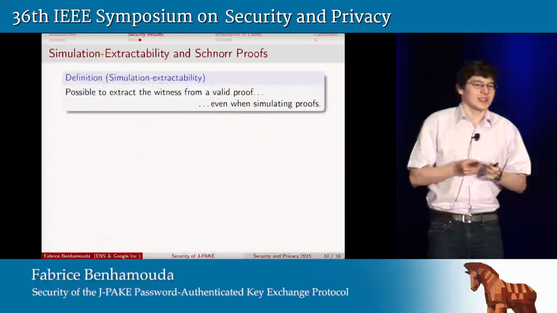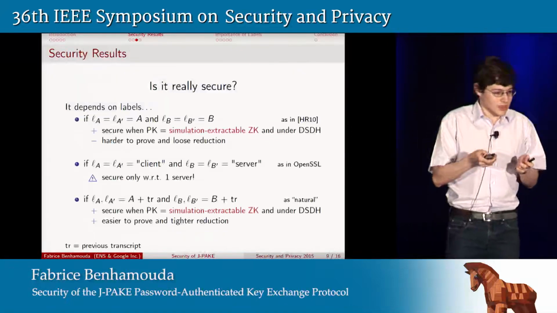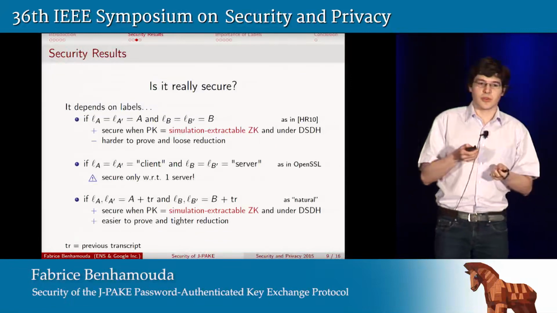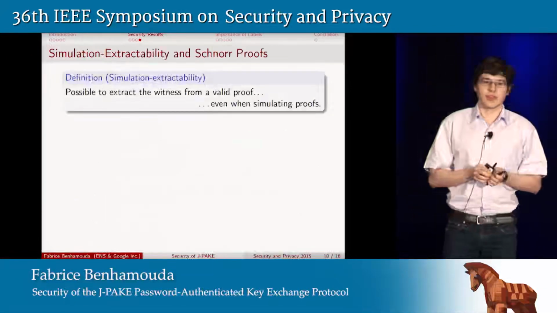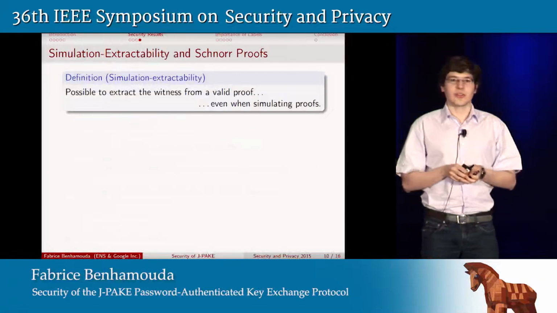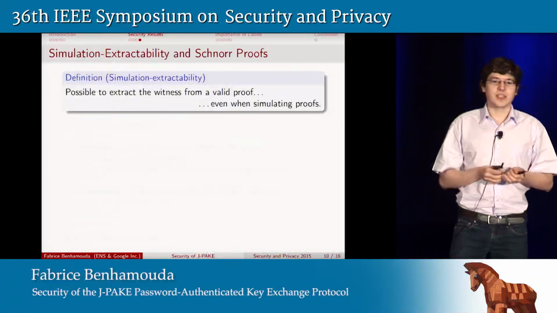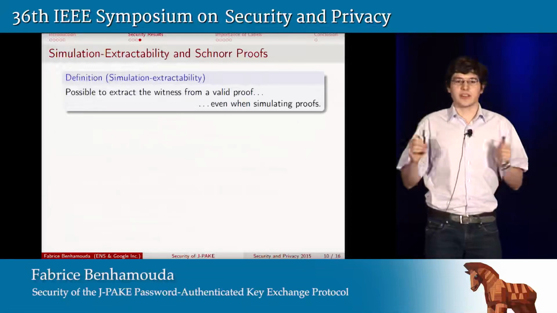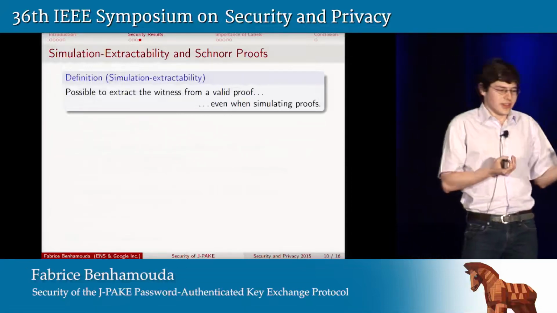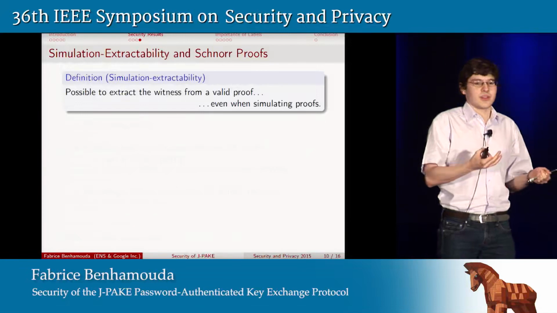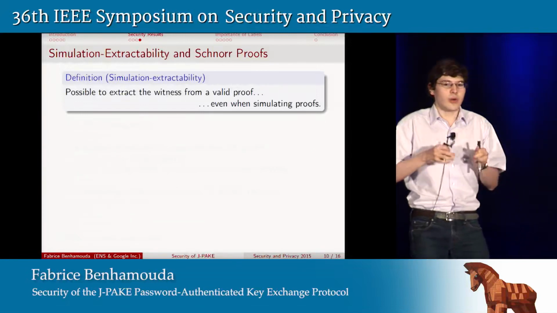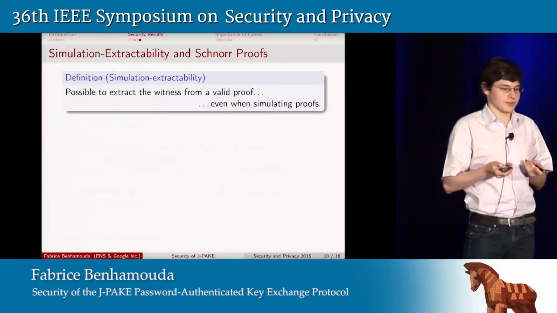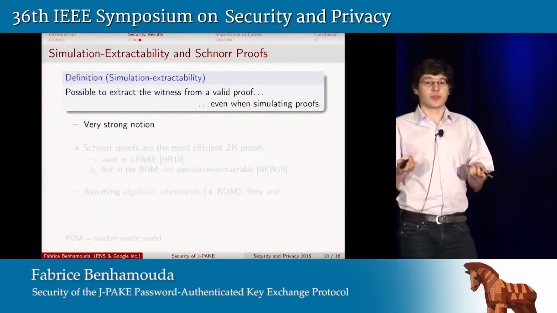Okay. So, but first, what's exactly this simulation extractability property? So I've already slightly talked about that, but let's look at a clear definition. The simulation extractability is a very strong property on the zero-knowledge proof, which basically says that if you have a valid proof, you can extract a witness from it, even if you are also simulating or faking proof at the same time. And so that's a very strong notion.